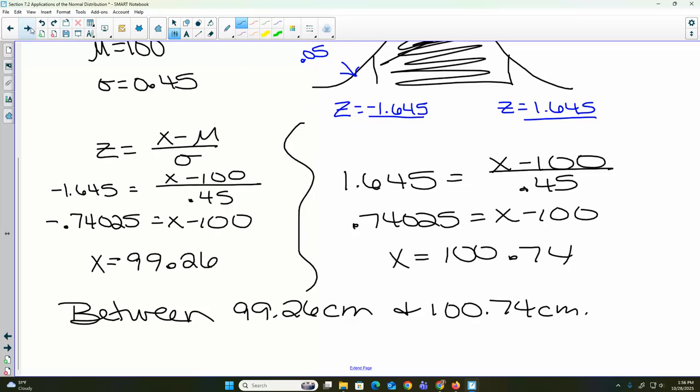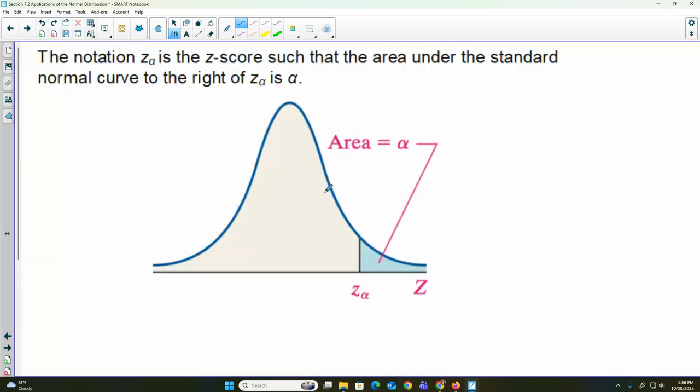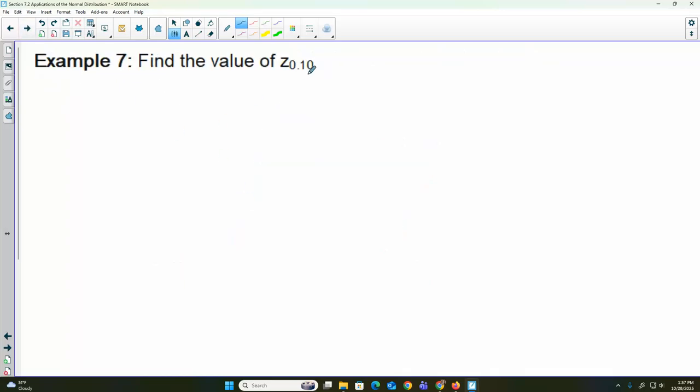The last new piece, and I don't know why, but this is just a notation. When you see a z with a subscript like z of 0.1, that means 10% is to the right. I don't know why that's to the right and not to the left like our table is, that's just what they do. Okay, so anytime you see a z with a little subscript, that's telling you the area to the right of that value. And we know if we want area to the right on our table, we have to do 1 minus the number on our table. So let's work one of those.